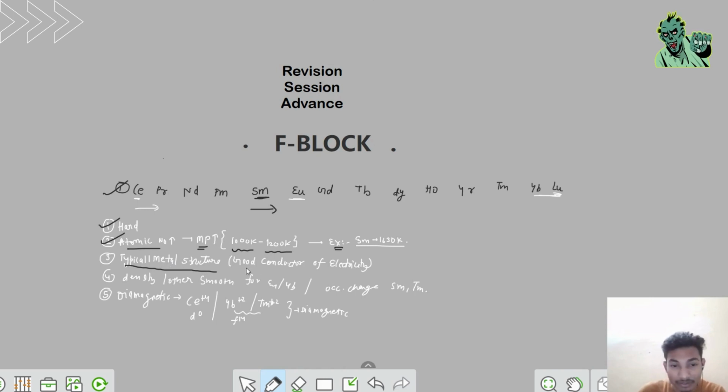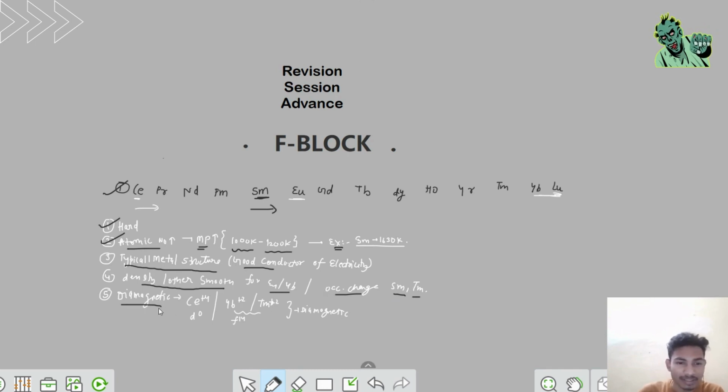Due to which there are more number of electrons, so they are good conductors of electricity, not heat. And the density varies very smoothly from europium to ytterbium, and occasionally for samarium and terbium. That is not much important.